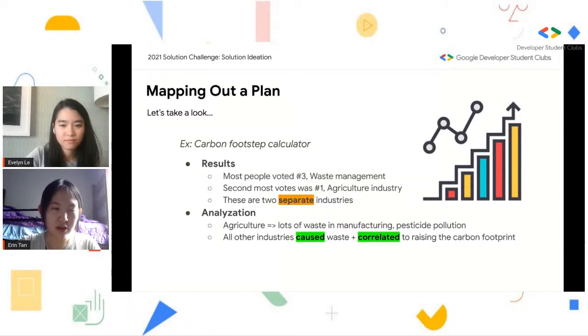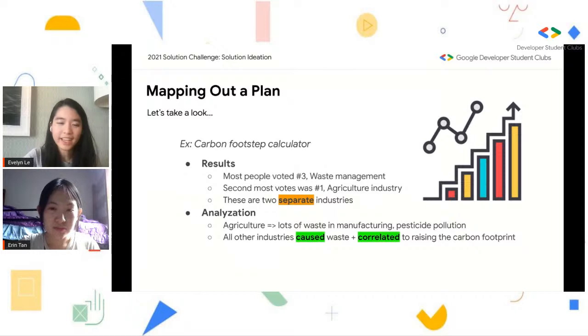In the agricultural sector, a lot of waste was produced in manufacturing crops and pesticides. As we can see, the agricultural industry put more weight on the waste management industry, indicating a causation between the two industries. But looking at the other industries, all of their processes and methods put weight on the waste management industry to handle. Though the waste industry seems to be causing the most carbon pollution, all the other industries surveyed also contribute to a correlation in the increase of carbon pollution.